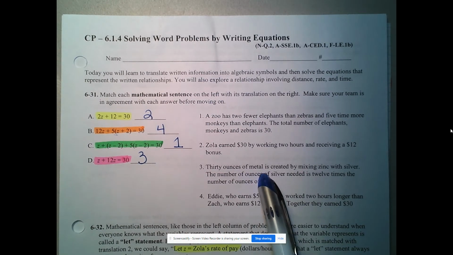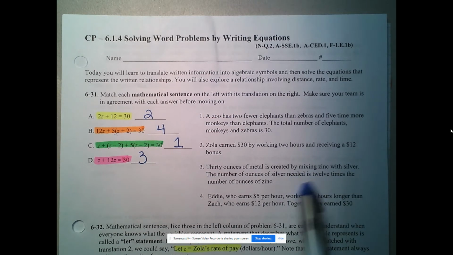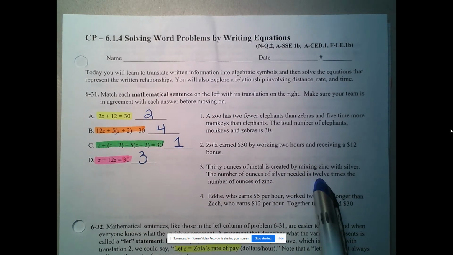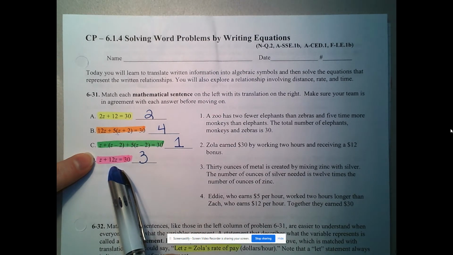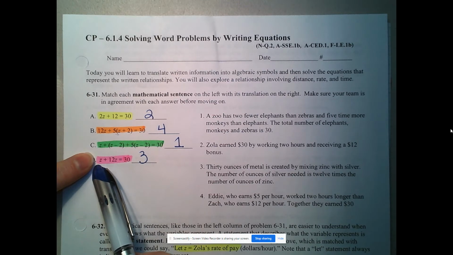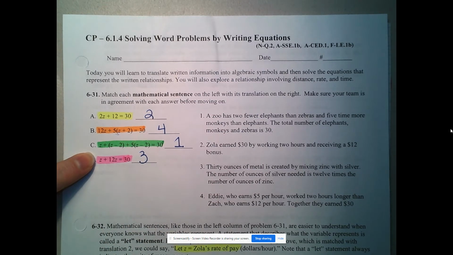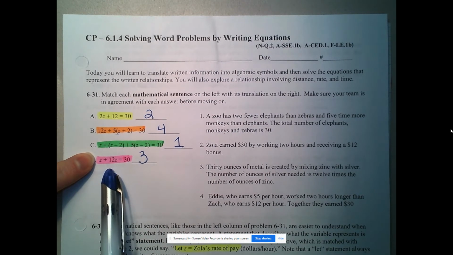30 ounces of metal is created by mixing zinc with silver. The number of ounces of silver needed is 12 times the number of ounces of zinc. So I'd be looking for 12 times a variable, 12 times the ounces of zinc, and then you've got to add in the zinc as well, has to add up for a total of 30. So that's scenario 3, goes with D.